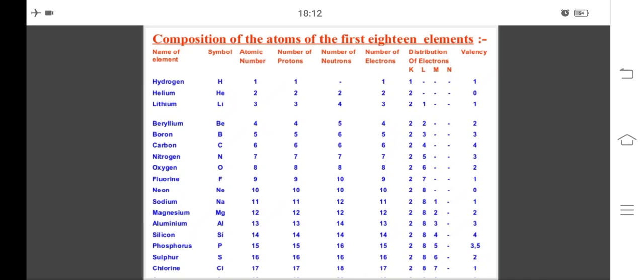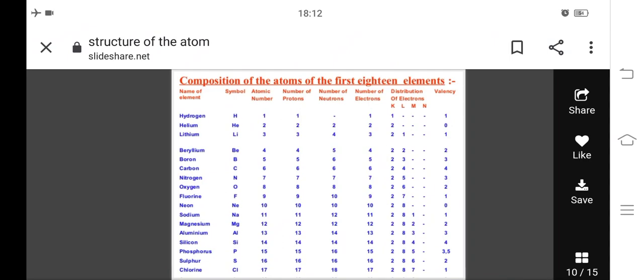And now again it has two ways. Either it can lose these 6 electrons present in the M shell so that its L shell becomes completely filled, or it can gain 2 electrons in order to have M shell completely filled. So what will be its valency? Its valency will be 2, because it's easier for an atom to take 2 electrons in spite of losing 6 electrons. So in this way its valency is 2.